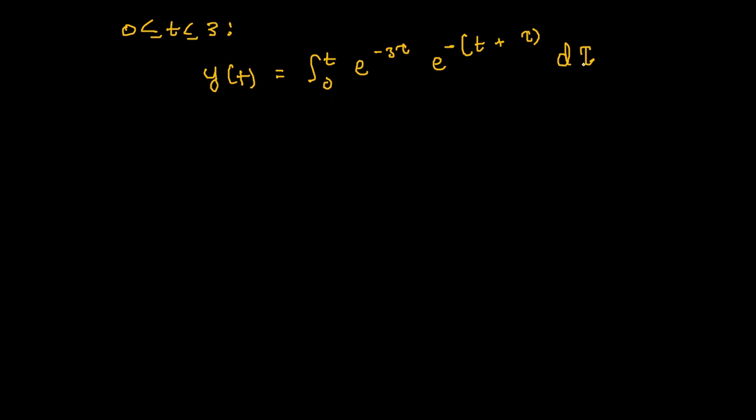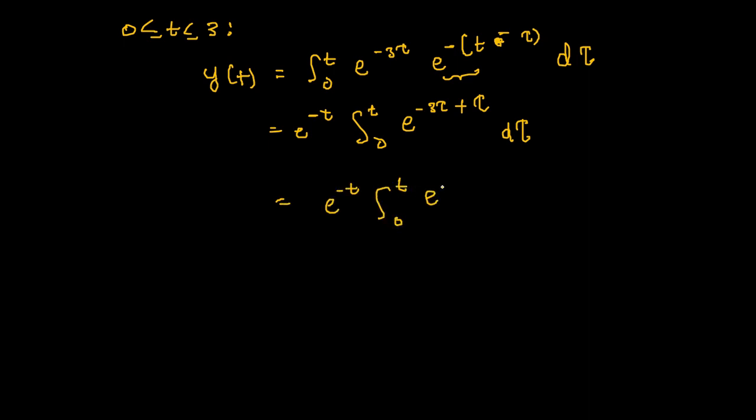So see, we are integrating with respect to d tau, right? So e to the power minus t can be taken out because that is not the variable we are looking for. It will simply be a constant, and then we'll integrate e to the power minus 3 tau, plus, no wait, this will be minus, I've written that by mistake, sorry. This will become plus tau d tau. So I have e to the power minus t, integral from 0 to t of e to the power minus 2 tau d tau.